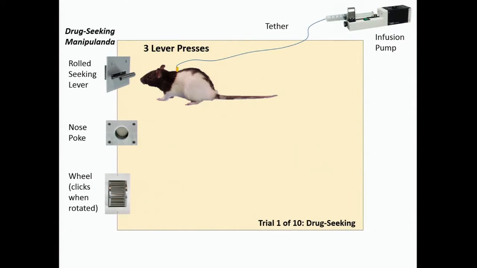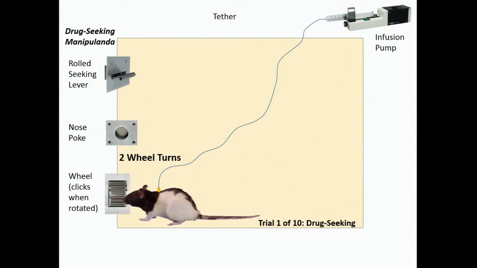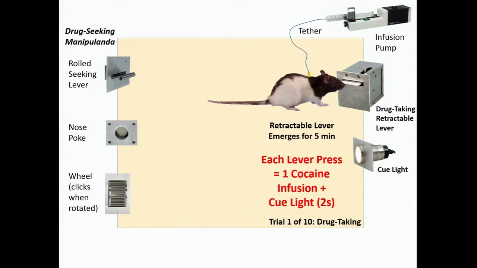So restarts the puzzle, goes, presses this three times, gets the beep, turns the wheel twice. If it turned the wheel once and then went and did something else, it would have to redo the puzzle again. But let's just say for the sake of this, it turns the wheel twice, it gets a beep, and then what happens is this lever on the other side of the chamber comes out, okay? And then for a 5-minute period, it can press that lever as much as it wants and gets a cocaine infusion for each lever press. So this is the schedule this is on is called the FR1 schedule, which I mentioned before, fixed ratio 1. So every lever press is one cocaine infusion.